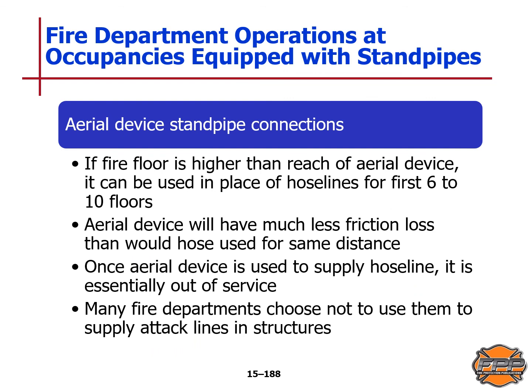So let's talk about aerial device standpipe connections. If a fire floor is higher than the reach of an aerial device, it can be used in place of hose lines for the first 6 to 10 floors. An aerial device will have much less friction loss than would hose used for the same distance. Once an aerial device is used to supply hose line, it is essentially out of service. Many fire departments choose not to use them to supply attack lines in structures.